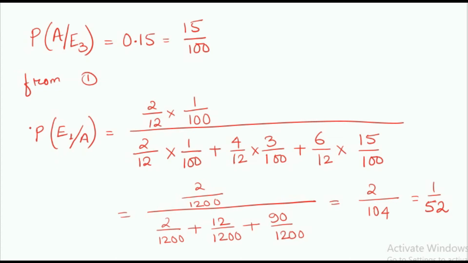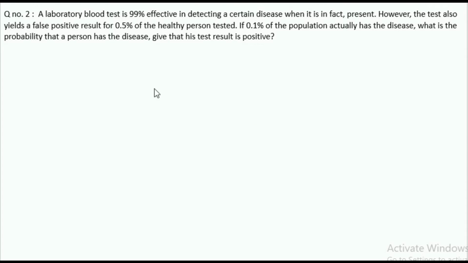Let's go to the next question. Please learn to read the question very nicely. A laboratory blood test is 99% effective in detecting a certain disease when it is in fact present. However, the test also yields a false positive result of 0.5% of a healthy person tested. If 0.1% of the population actually has the disease, what is the probability that a person has the disease, given that his test result is positive?